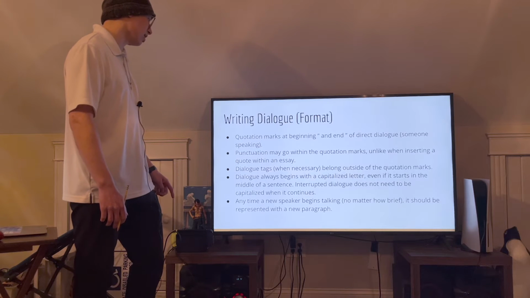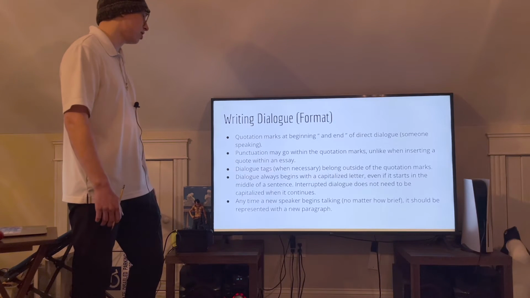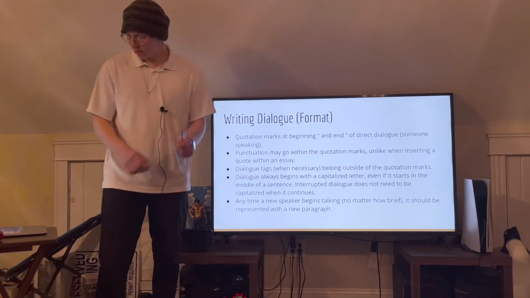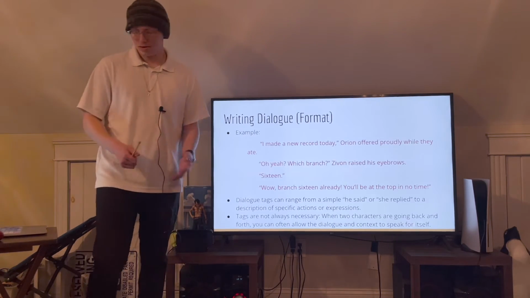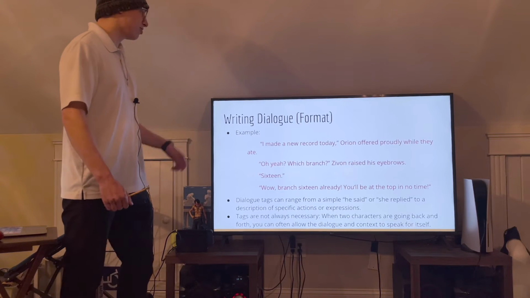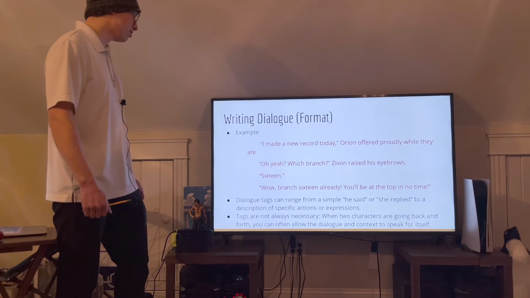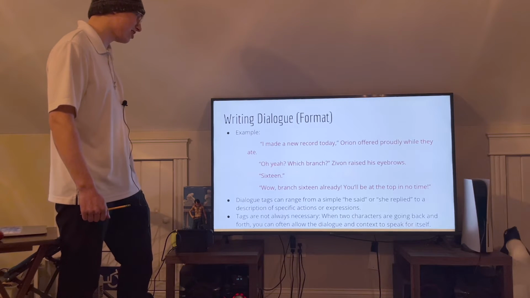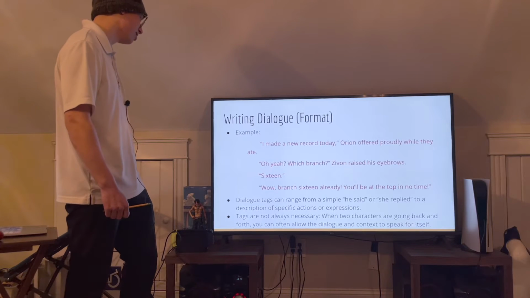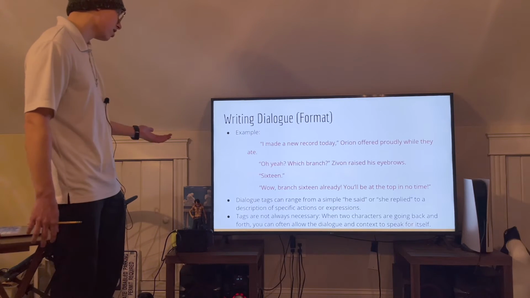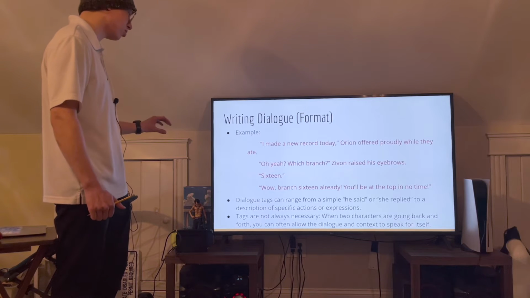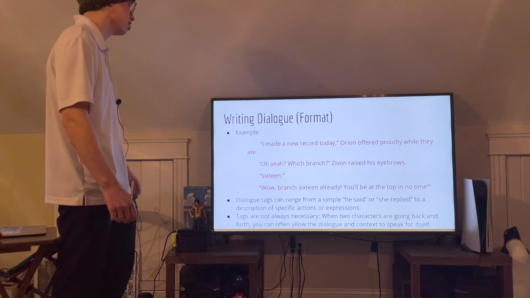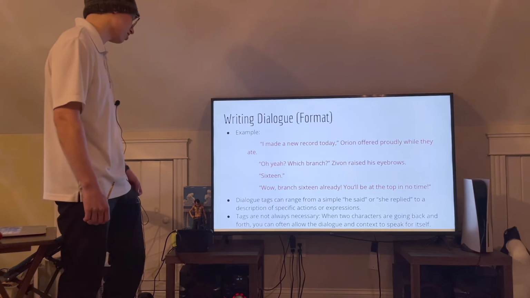Anytime a new speaker begins talking, no matter how brief, it should be represented with a new paragraph. So you want to space and tab that. So here's an example. "I made a new record today," Orion offered proudly while they ate. "Oh yeah? Which branch?" Zyvon raised his eyebrows. "16." "Wow, branch 16 already. You'll be at the top in no time." So dialogue tags can range from a simple he said or she replied to a specific description of an action or an expression, which is used obviously in this example.